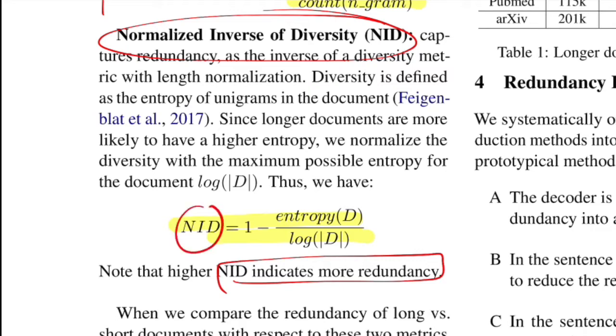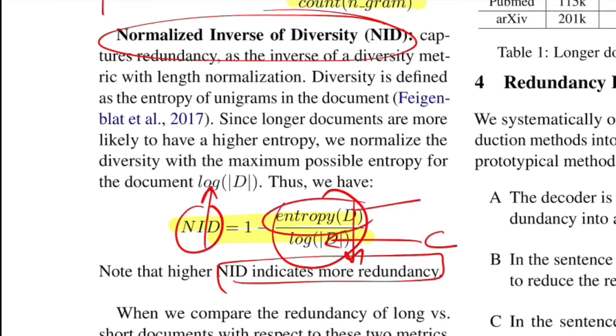So for this to be high, you want this to be low. And since the bottom part is a constant, you would want the entropy of D to be low. And since entropy is more or less the measure of randomness, which can be thought of as dependent on the unique words or the common words that you have in the entire text. And they're using entropy of unigrams.